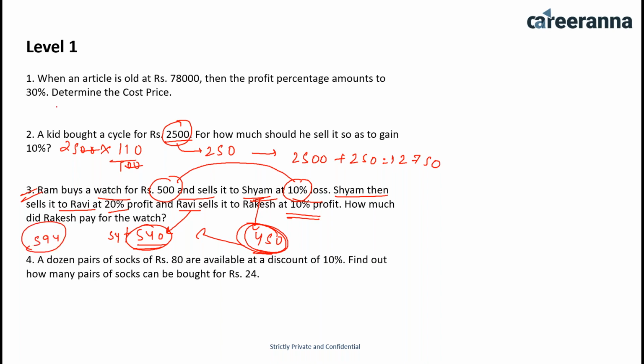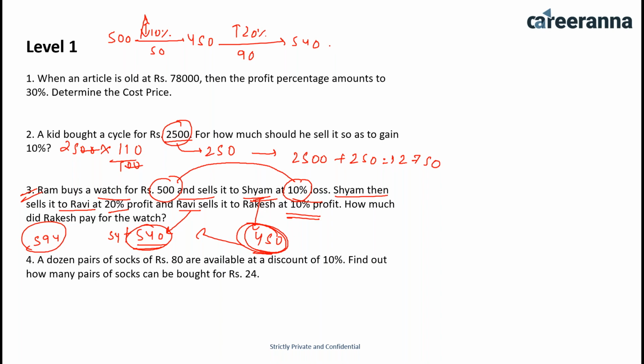So you just have to understand the cycle. Let me explain it again if you don't get it. 500, 10% profit. Sorry, 10% loss. It is loss. So it is 50 rupees. Now it is of 450. There is a profit of 20%, which is 90 rupees. It becomes 540.